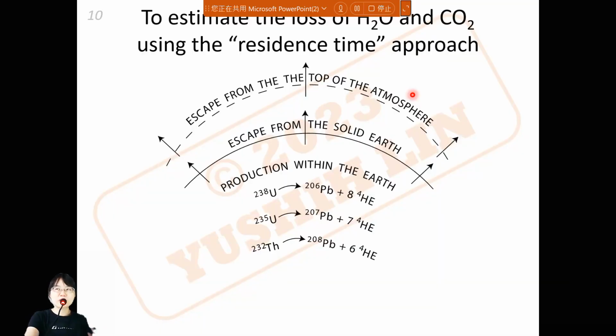Therefore, we would like to come up with some quantitative estimate of the loss flux of gas. We want to know the loss flux of different gaseous species, like maybe helium or water or CO2. And to do that, we can use the so-called residence time approach. So how to do that? We know the gaseous species are mainly present in the atmosphere. Based on the volume of the atmosphere and also the concentration of this gas in the atmosphere, we can calculate the stock of this gas in the Earth's atmosphere.